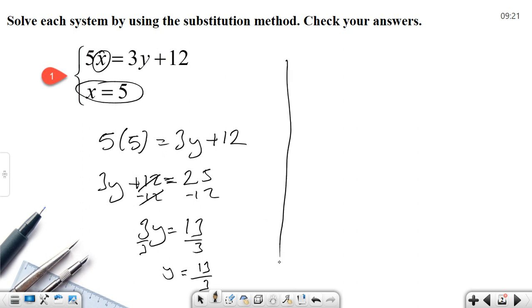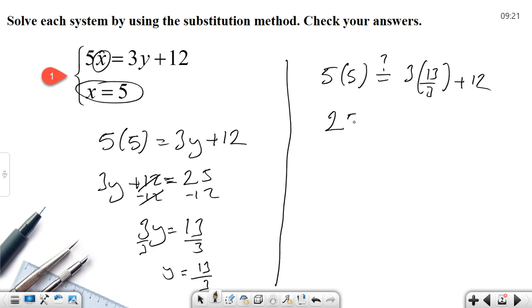I get the y. How can I check it? Is it necessary? Let's check it. Let's substitute x and y in the linear equation. 5 times, what is x? 5. If I didn't make a mistake, that must equal 3 times 13 over 3 plus 12. 5 times 5 is 25. 3 divided by 3 is going to be 1. 1 times 13 is 13, plus 12. Is 25 equal to 13 plus 12? Yes, 25 equals 25. I got the correct answer, so that's okay.